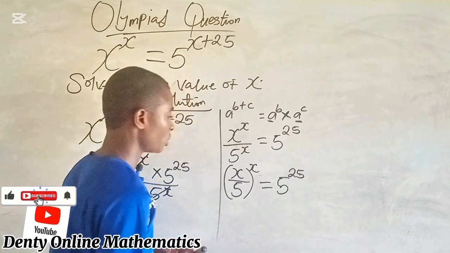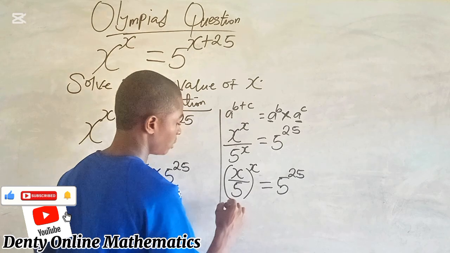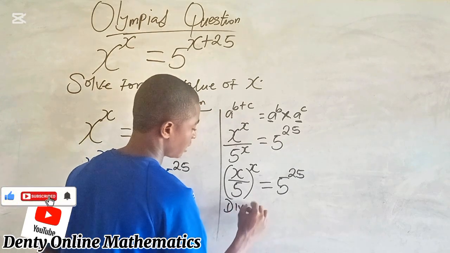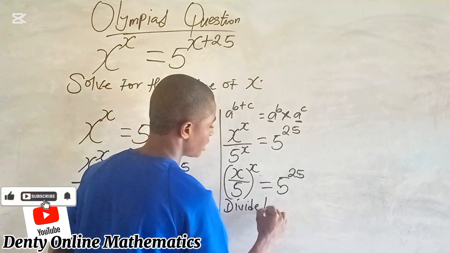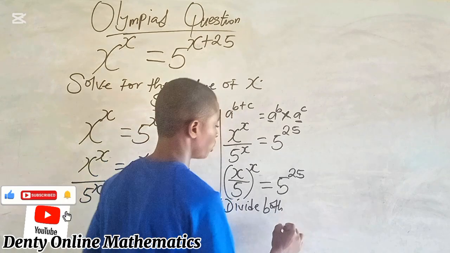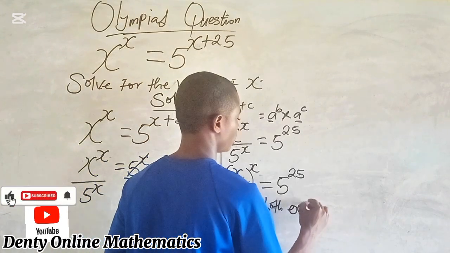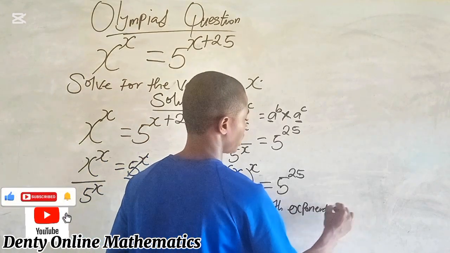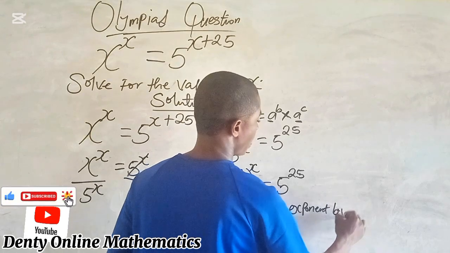Now this is what we are going to do. We'll divide both exponents by 5.